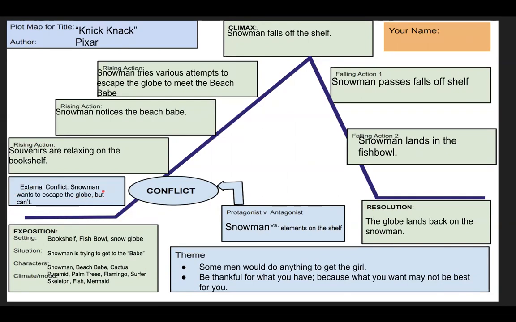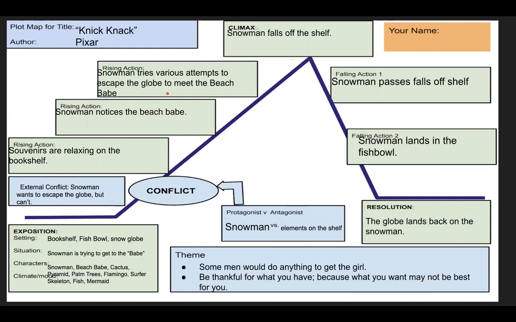Once we see that, we kind of see what's happening as it leads us up to the highest point of tension. So we know that the souvenirs are relaxing on the bookshelf. We know that the snowman meets the beach babe. And then the snowman tries various things to try to meet the beach babe, right?